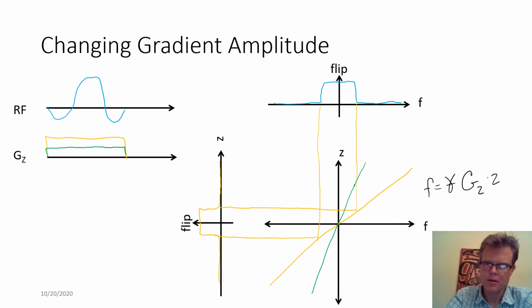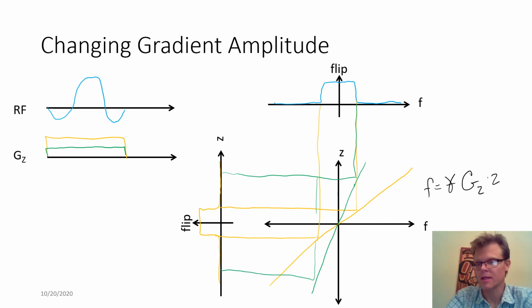Now you can draw these connecting lines down here and see what's going to happen in this case: we're going to excite a much thicker slice when we reduce the magnetic field gradient. Of course, you could also derive this by looking at the relationship between slice profile thickness and position. It was on the last slide as well.